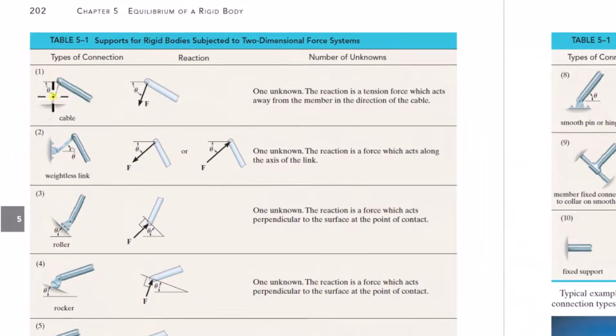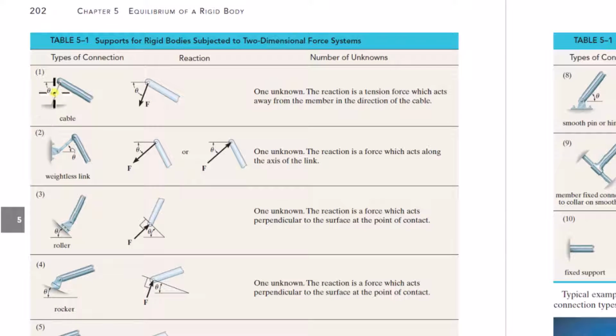So here's a cable, and we know that for something like a cable, the force in the cable is in the line of action of the cable. So you have a force at this angle theta, and perhaps that angle theta is variable depending on the setup. Maybe this angle is fixed and you know the angle. Maybe this angle can vary, but you'll always know the line of action of the force is in the direction of the cable. A weightless link is really the exact same idea as the cable.